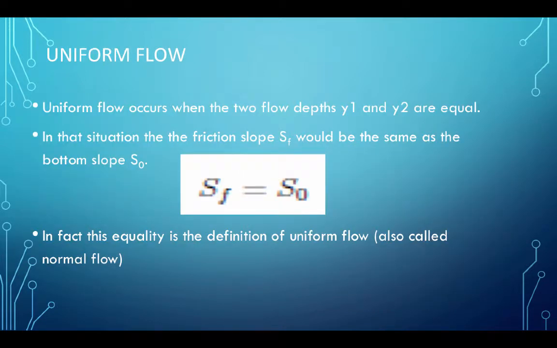Uniform flow is the case where the two flow depths, y1 and y2, in the previous diagram are the same. In such a situation, the friction slope would be the same as the bottom slope, S sub 0. And in fact, this equality is the definition of uniform flow.